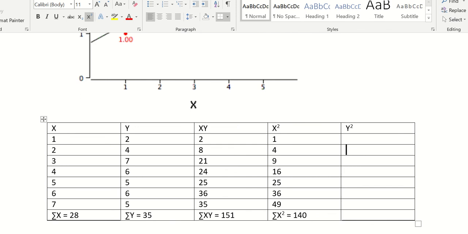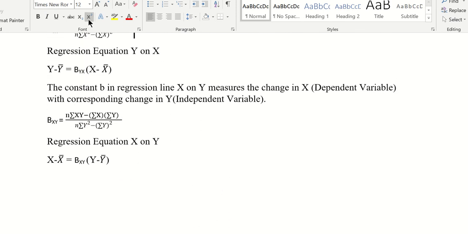Similarly, we'll calculate the summation of y square. 2 twos are 4, 16, 49, 36, then 25, again 36, 25. Then the summation of y square is 191 here. So we have got all the values now. One more thing we would need in the regression formula is the mean of x and the mean of y, so we'll also calculate that.